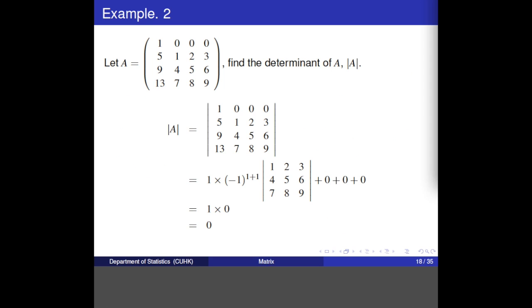Here is another example. To find the determinant of A, we use the previous formula, and put i equals to 1. Since the second, third and fourth elements on row 1 are all 0, it is easier to find the determinant by putting i equals to 1.